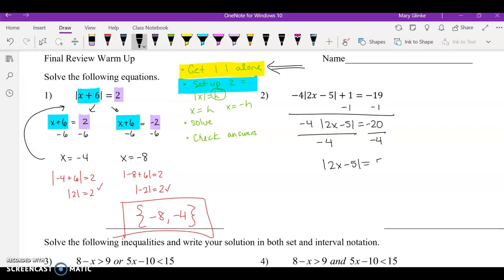And when we get the absolute value of 2x minus 5 equals 5, this is where we can then split this up into two equations. Whatever's inside the absolute value is going to stay the same, so it's going to be 2x minus 5. Whatever it equals, one is going to be positive and one is going to be negative. So we've done step 2 here. Now we're going to solve each of these equations by getting x by itself.